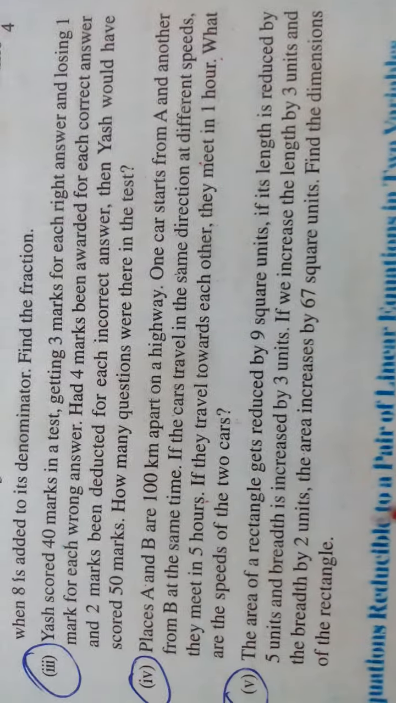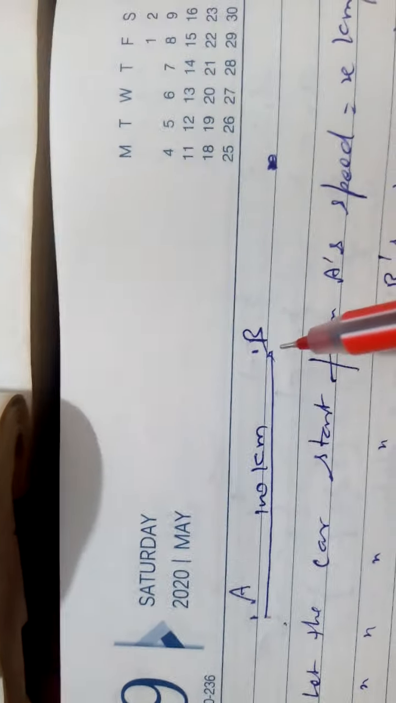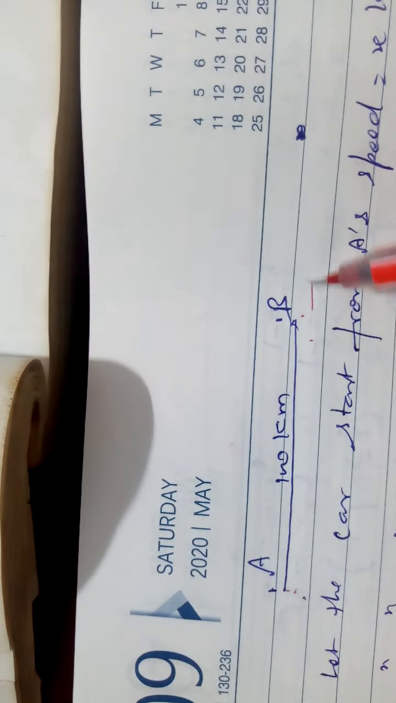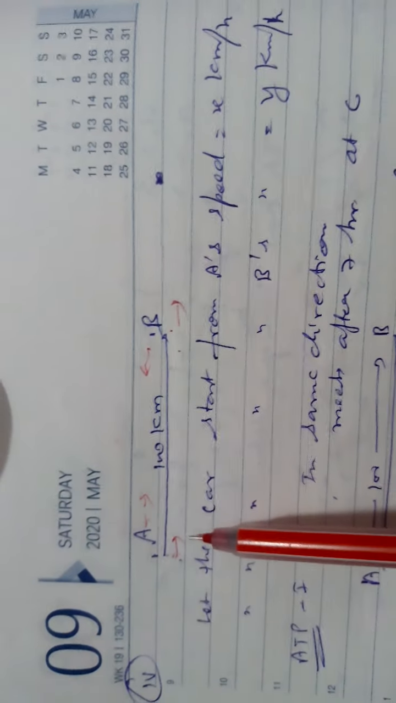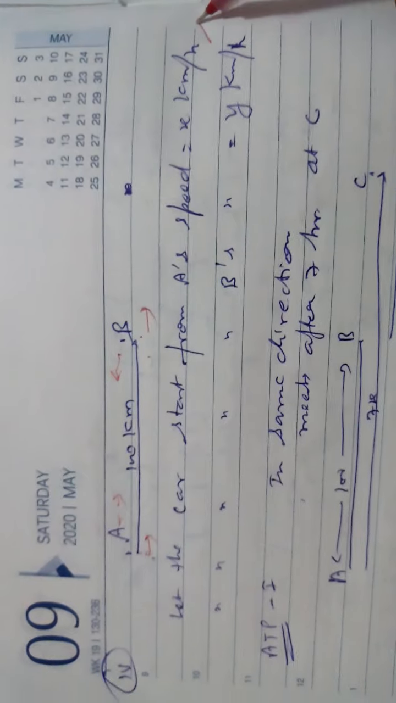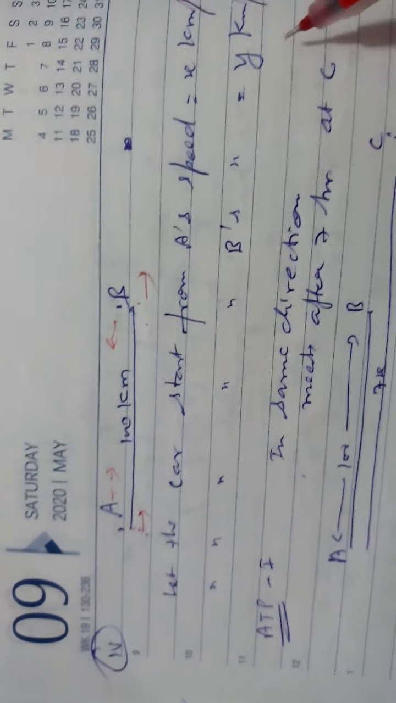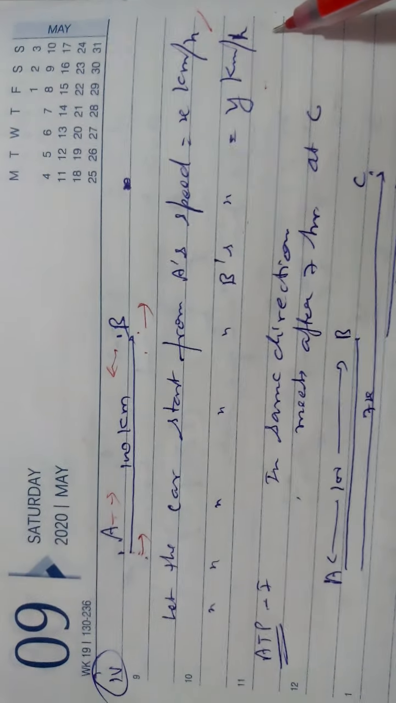First of all, you decide on a figure like the one I have given. A and B are apart. A is here, B is here. One car starts from A, another car starts from B, and if they are in the same direction, then like this you will get. Let the car that starts from A have speed x km per hour. The car that starts from B, let its speed be y km per hour.